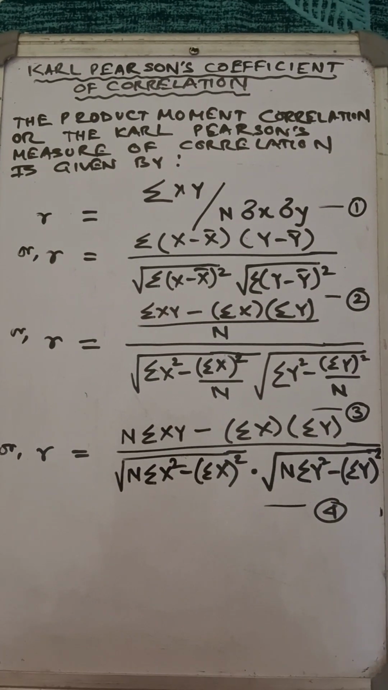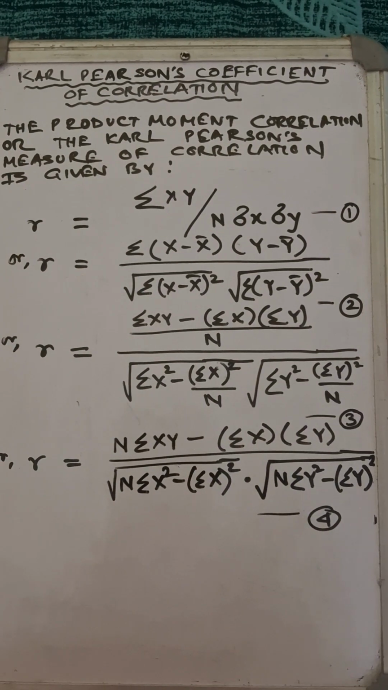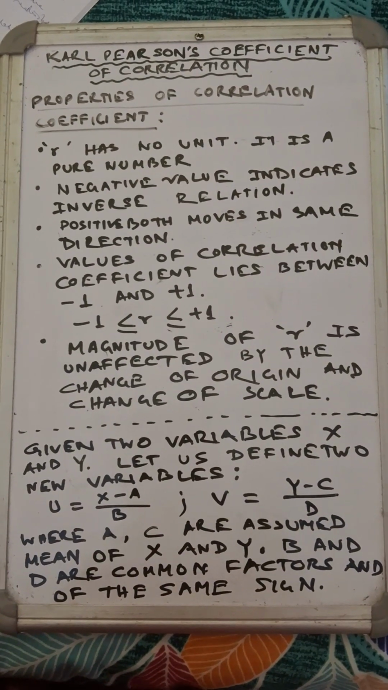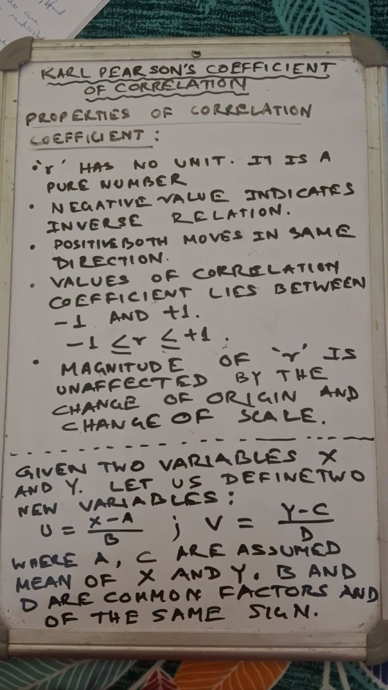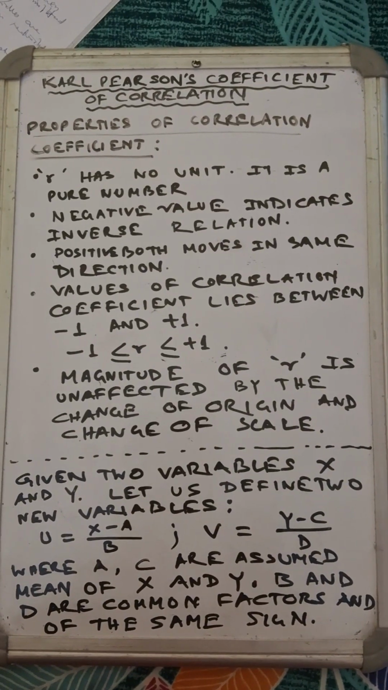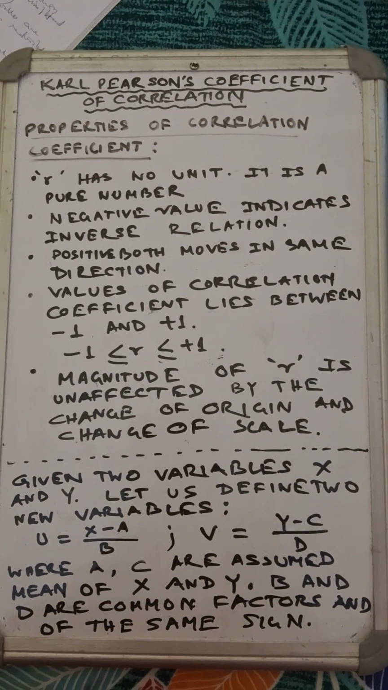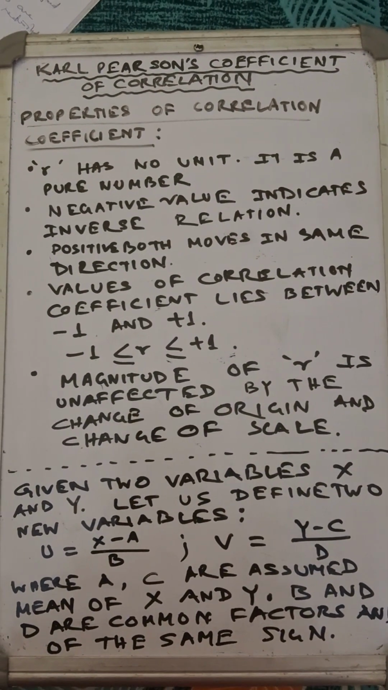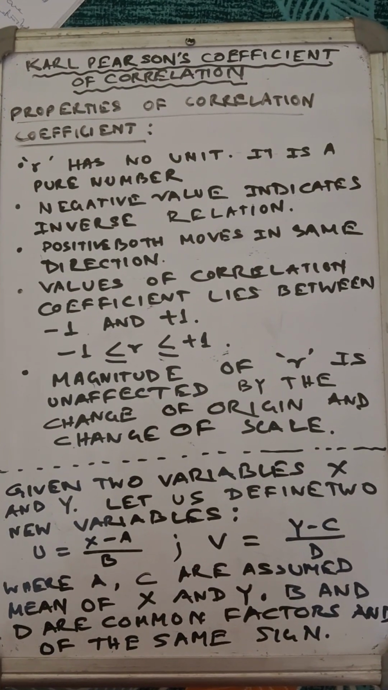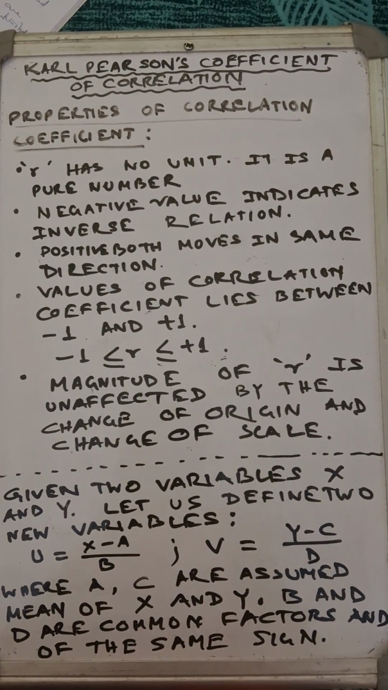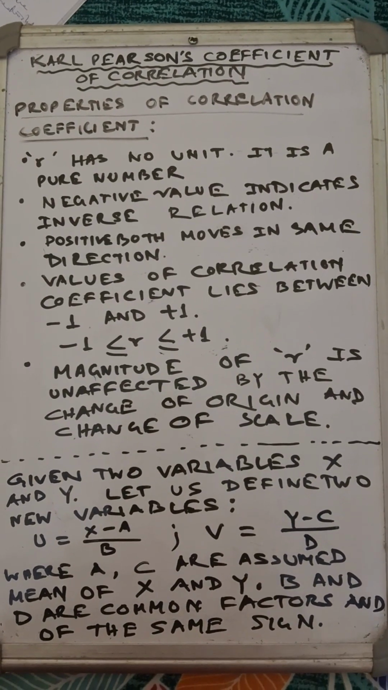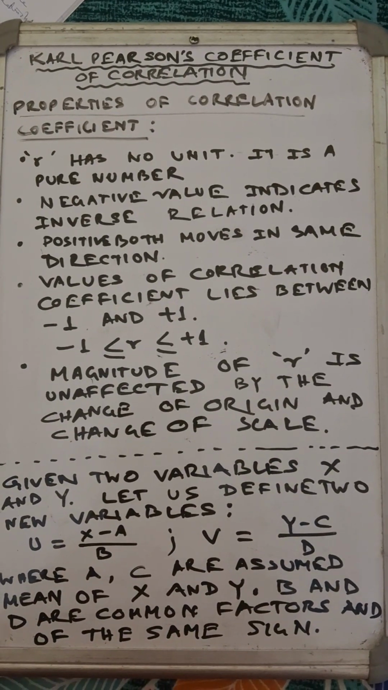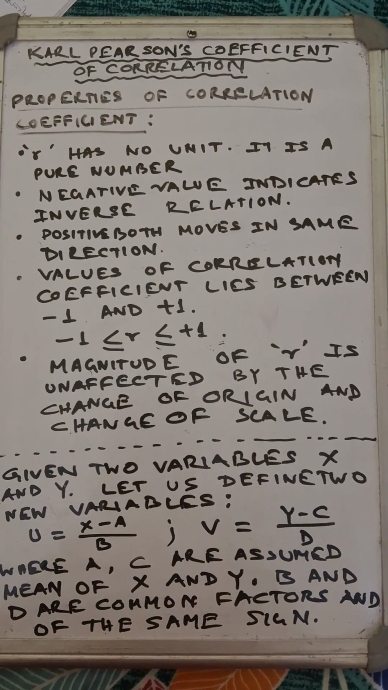Now next we will find the properties of the correlation coefficient. We find that r has no unit. It is a pure number. A negative value indicates an inverse relationship. A positive value means both the variables move in the same direction. Values of the correlation coefficient lie between -1 and +1. So r lies between -1 and +1. The magnitude of r is unaffected by the change of origin and the change of scale.